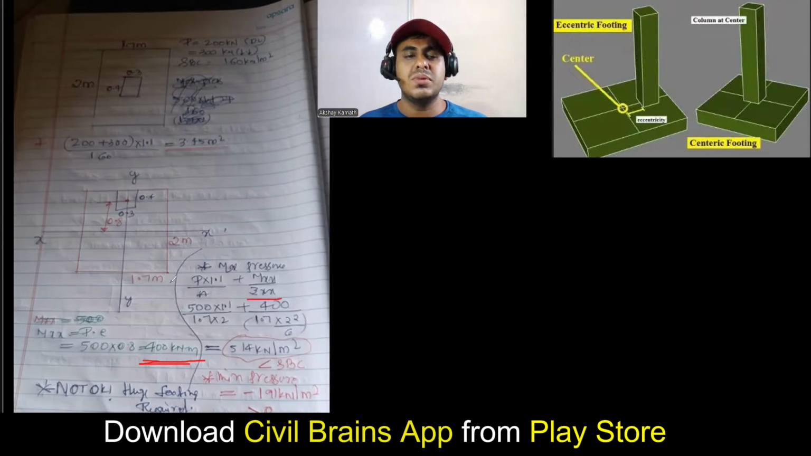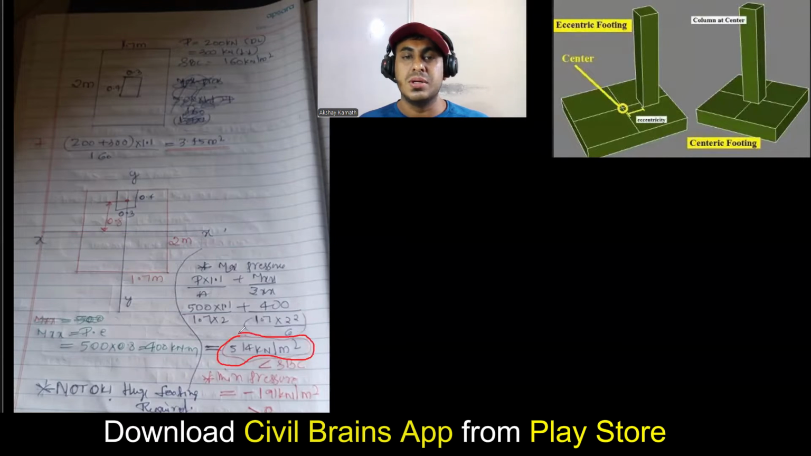So Zxx will be, see, this is your xx axis. So it is cutting your 2 meter. Since it is cutting your 2 meter, you have to take the 2 square of that. So it's BD square by 6. So B is 1.7, your D is 2 meter. So 2 square I have taken, divide by 6 I have done. If you do this calculation, you're going to get 514 kilonewton per square meter.